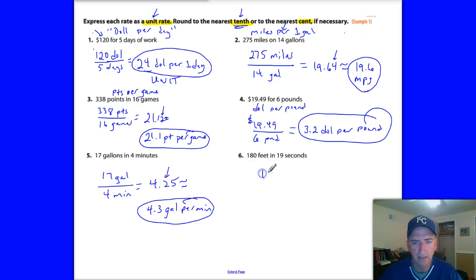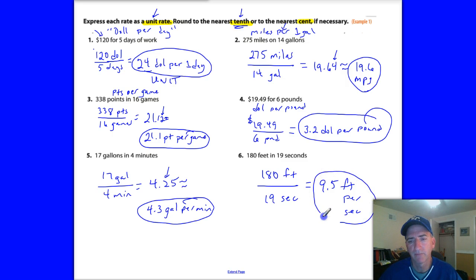Last one, 180 feet per 19 seconds. Divide it, 180 divided by 19. Put that in your calculator, 9.5 feet per second. 9.5 feet per second. That's pretty fast.